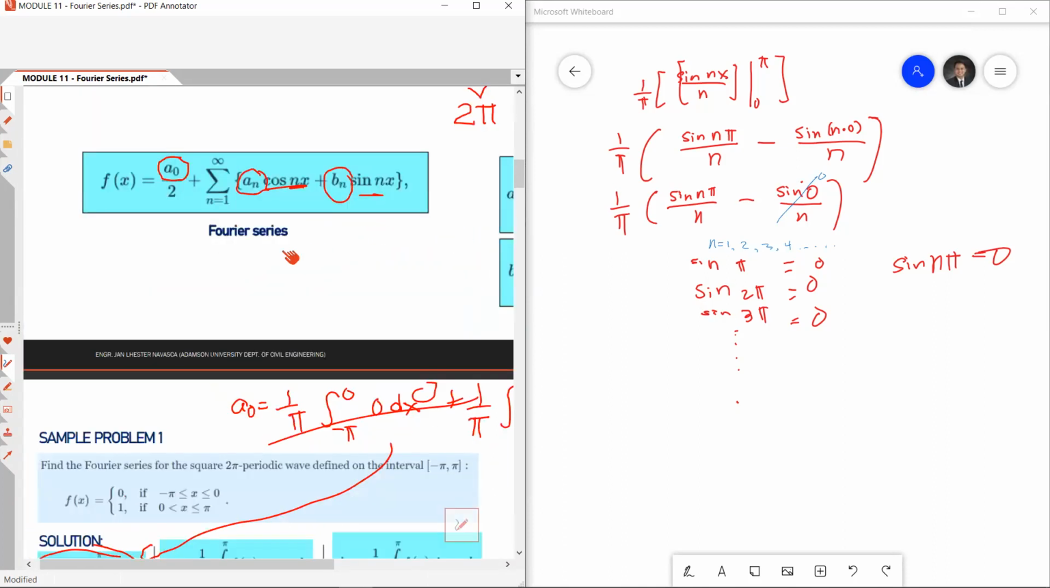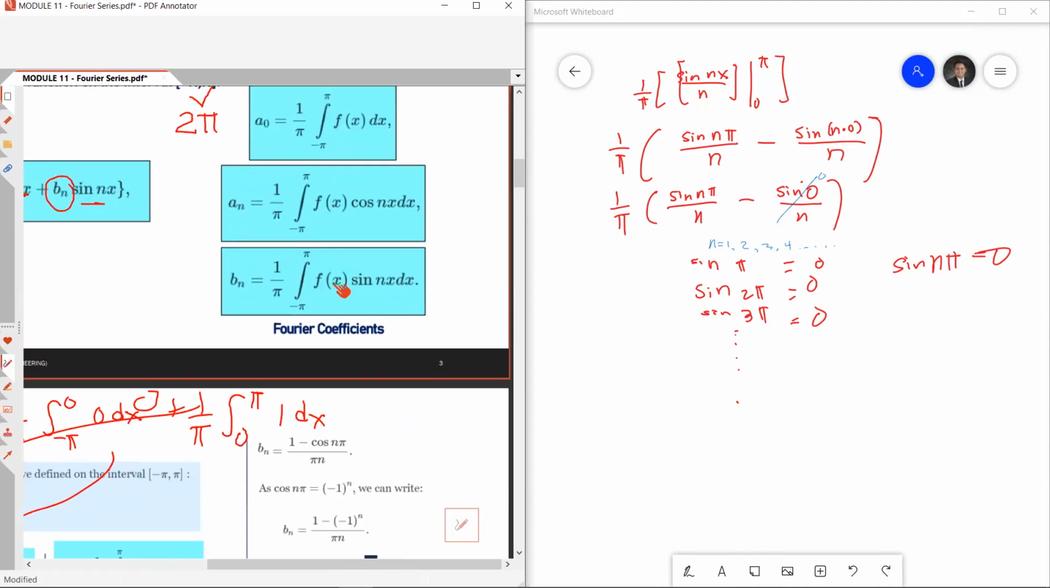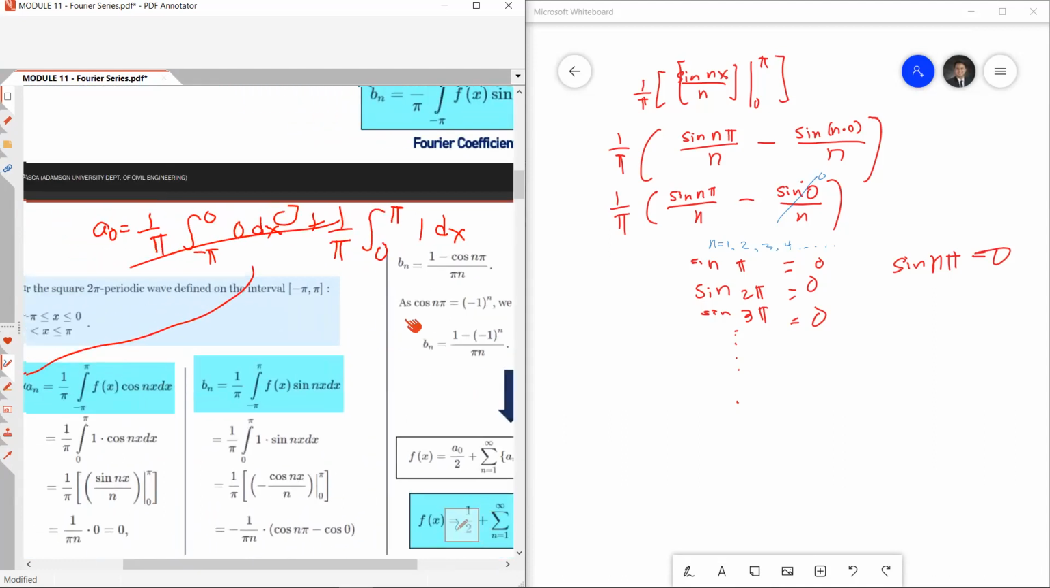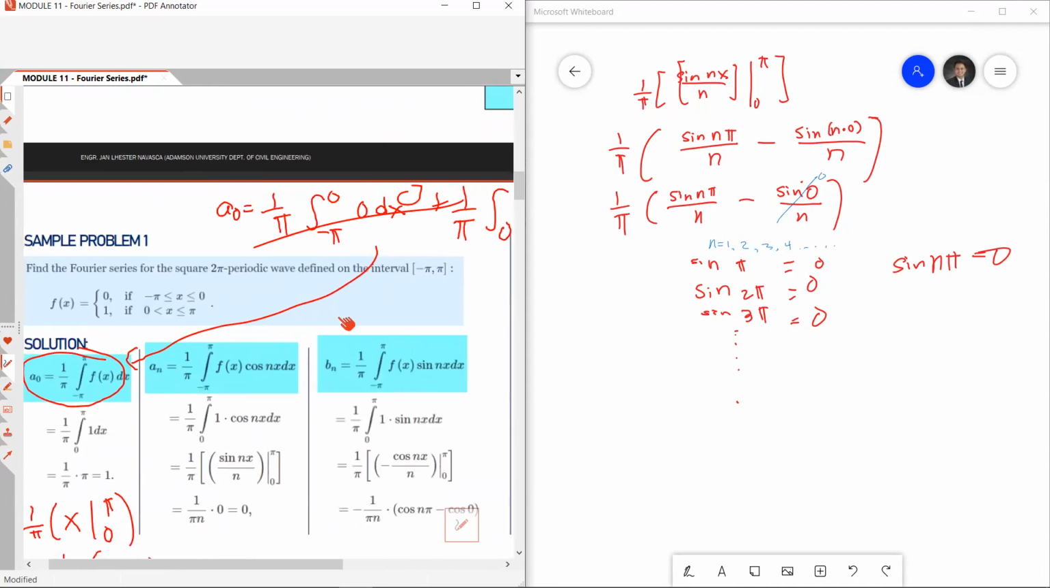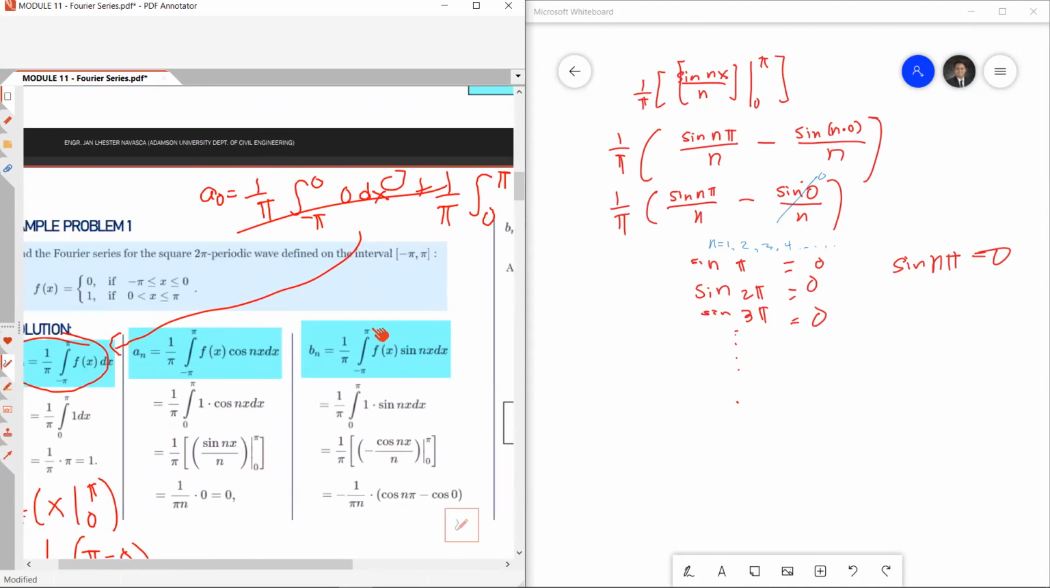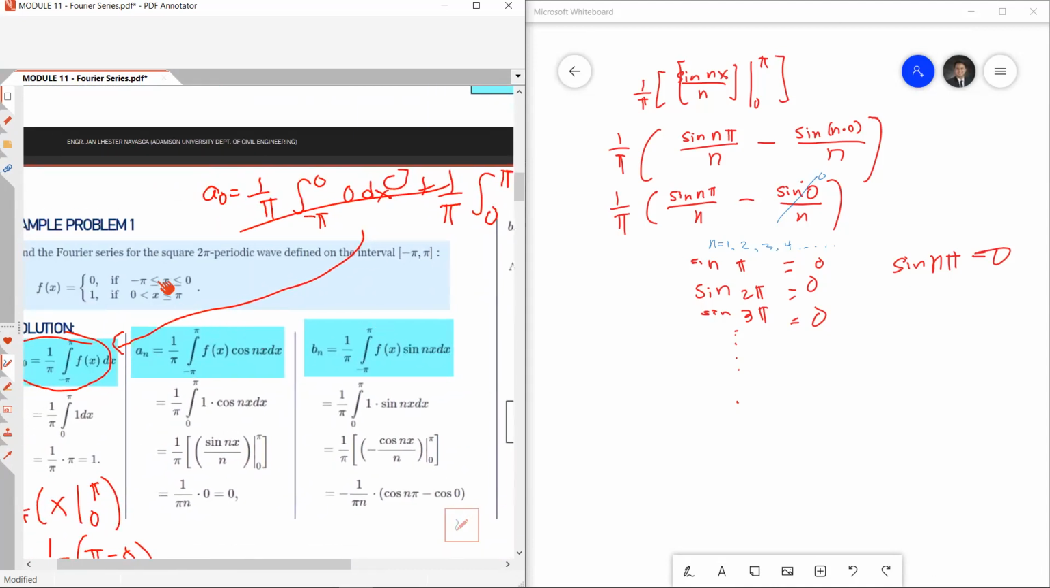According to the formula for the Fourier coefficient b sub n, that is equivalent to 1 over pi integral of f of x sine nx dx from negative pi to pi. Since this is a piecewise function, the boundary from negative pi to pi is split into negative pi to 0 and 0 to pi. The part from negative pi to 0 is 0, therefore it cancels. What you have left is 1 over pi integral from 0 to pi of 1 times sine nx dx.